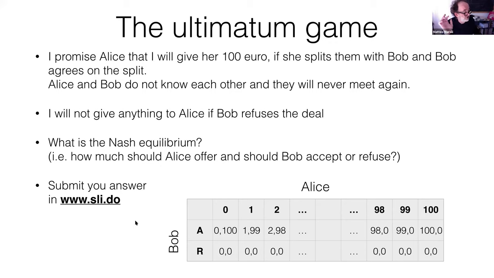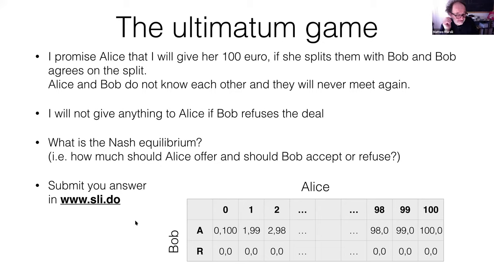The vast majority of you think that the Nash equilibrium should be 50-50. So Alice should give to Bob 50 euros and keep 50 for herself. 66% think that this should be the rational outcome.